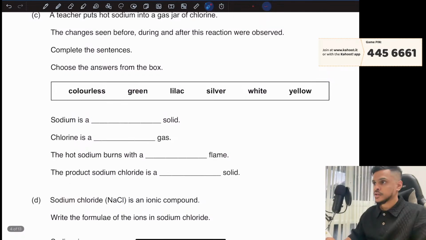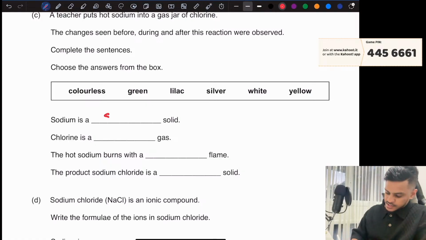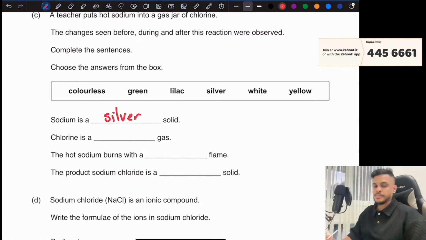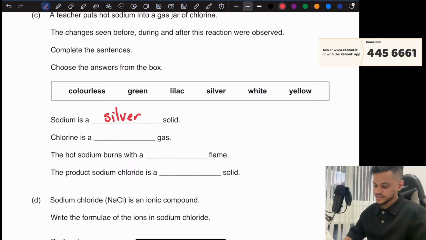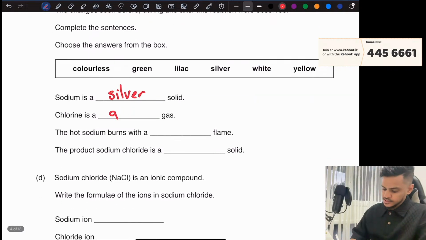Silver. Sodium is a silver solid. Yes, it is. It's just like any other metal. It's silver. Chlorine. What color is chlorine? You guys need to know the colors of chlorine, bromine, and iodine. You need to know the states, and you need to know the colors of all three of those. Chlorine is not yellow. No, loads of people think it's yellow. Let's see if the mark scheme accepts yellow though. It accepts yellow. Fine. Yeah, you can say yellow, but the actual color is green. It does accept yellow.